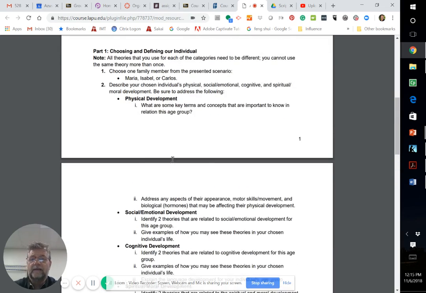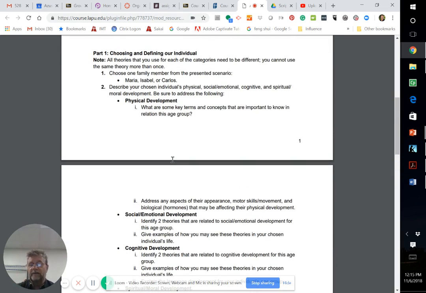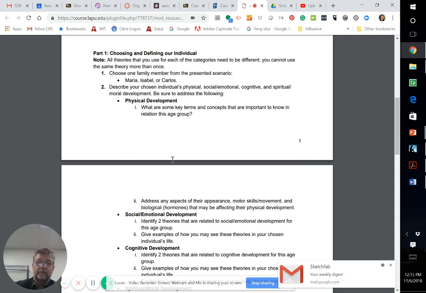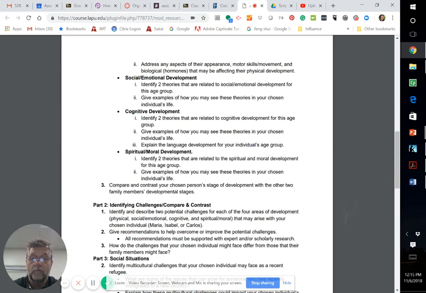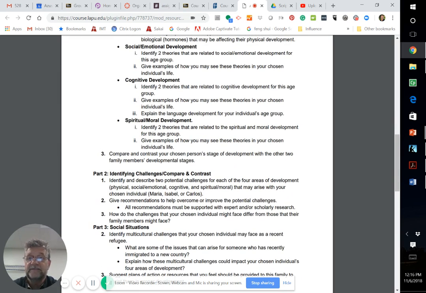In other words, Maria is in this stage physically, developmentally, as opposed to Isabel, who is. And then you would go on there and you would just label out the differences and consistencies as well. And that is part one. So just remember to slowly go through it and take care of those.